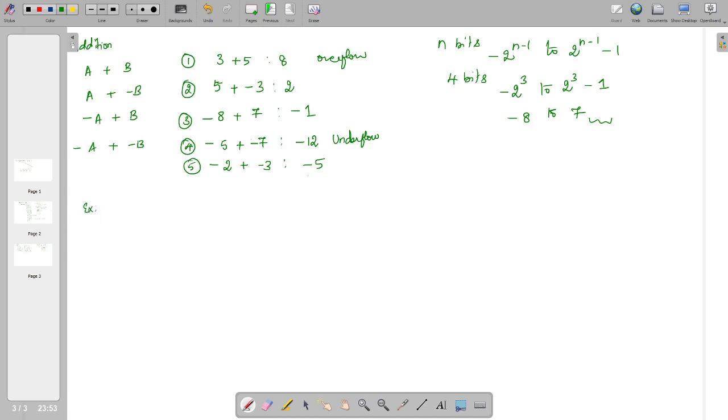So example 1, add 3 and 5. What is the binary equivalent of 3? It is 0, 0, 1, 1. And the binary equivalent of 5 is 0, 1, 0, 1. Okay, now you just try to add. It is 0 here, carry 1, and 0 again, carry 1, 0 and carry 1.